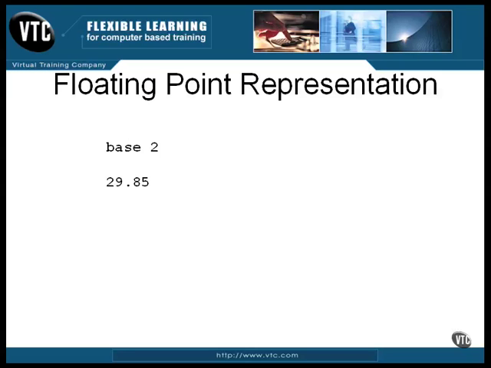For example, take the number 29.85. The whole number, the part to the left of the decimal, is easy. The value 29 is 11101. The period in a base 10 number is a decimal point, while in the binary number, it's a binary point. The bits to the right of the binary point in this case are continuous. The 4-digit sequence 0110 repeats indefinitely.